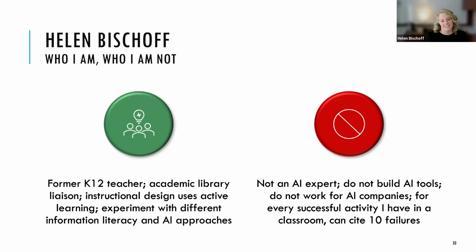So for every successful activity I have in a classroom, I can cite at least 10 failures or times when things did not go as planned in instruction. And that's something that I think a lot of us probably experience, whether we're dealing with AI or not. So what I'm going to share today are some of those things that I have experienced that have been successful, but also know that there's a lot behind that curtain that hasn't been successful. And feel free to ask about that as well.